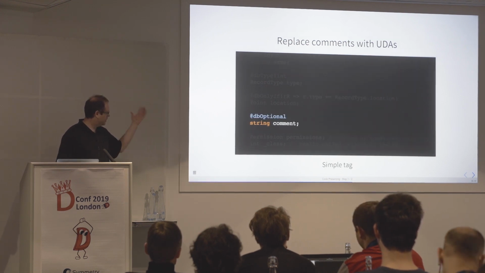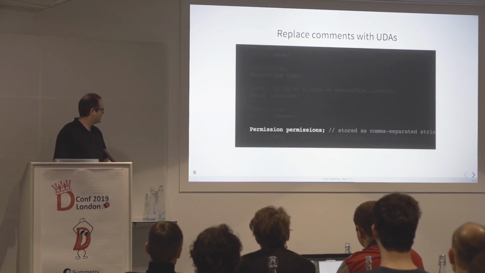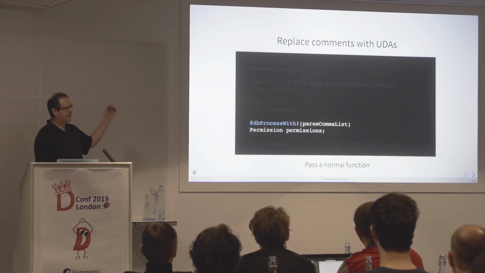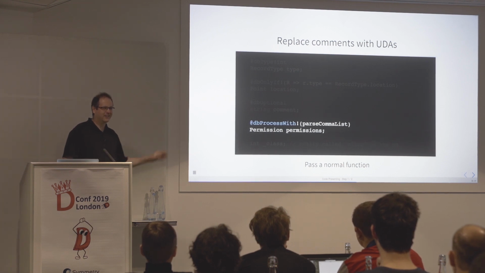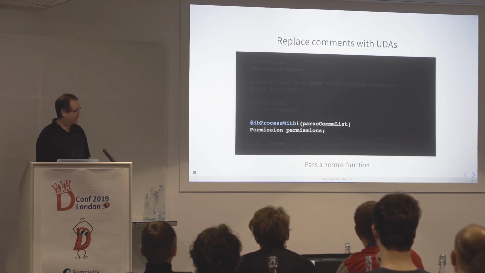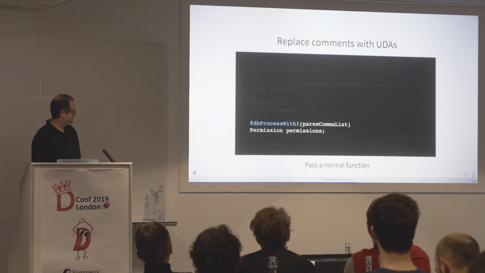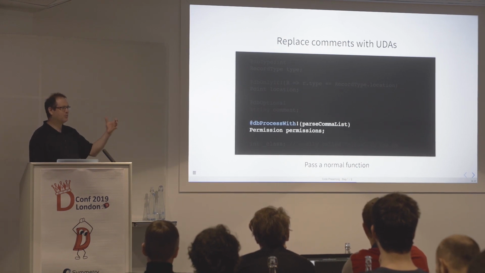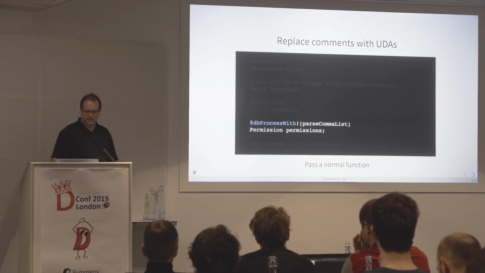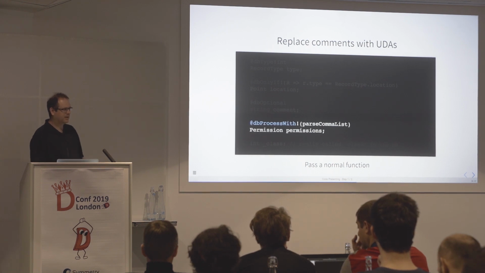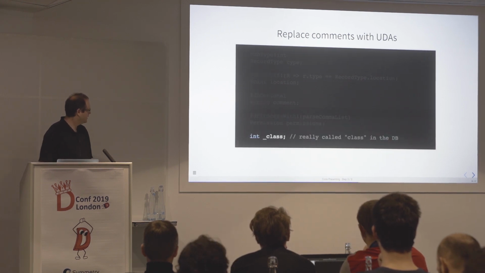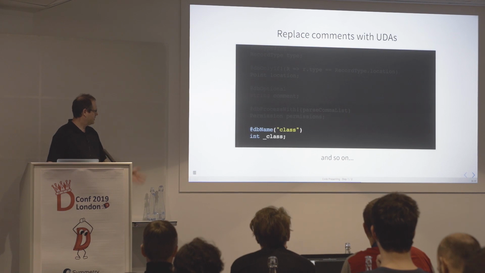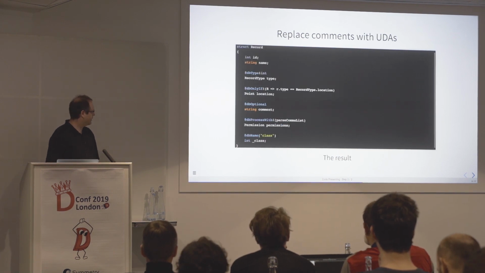The comment is optional. No, we just put a tag on DB optional. It's just as readable as the comment. This one, well, we just have to make a specialized function that does that one anyways. But we can do that. This is like an escape hatch where you say, okay, this one member, I want to do this weird thing that the library isn't going to support. And finally, you just keep going. Just add UDAs where you need them.